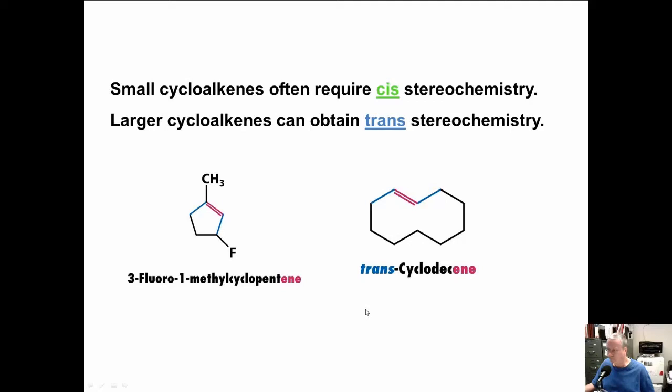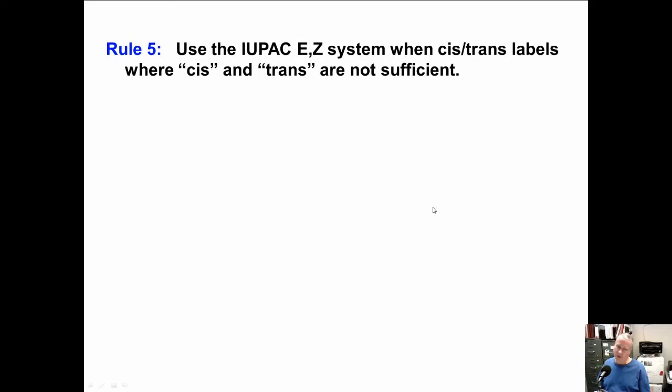Okay, so then we have a slightly more complicated situation. And this is going to be called the E/Z system. It's very easy. It's used where cis and trans labels are not sufficient, all right? So cis and trans work great if it's a disubstituted alkene, like 2-butene. What if you have a more complicated alkene? So we're going to use this thing called the E/Z system. This is kind of reminiscent of the R/S. Remember R/S for chirality? So E/Z and R/S are going to be kind of similar.